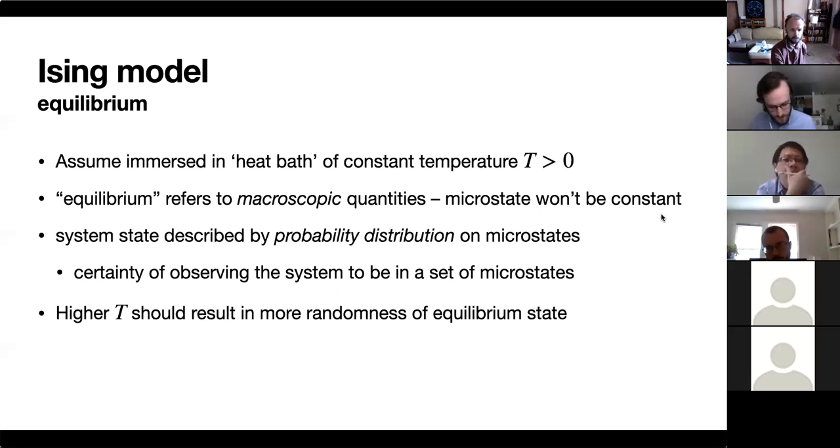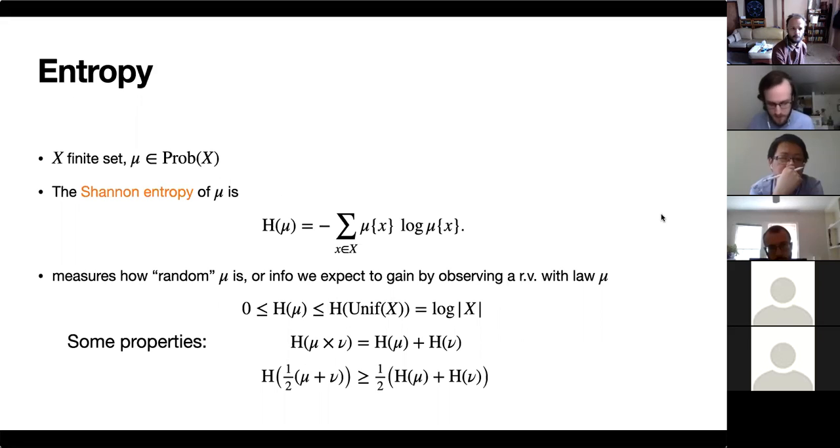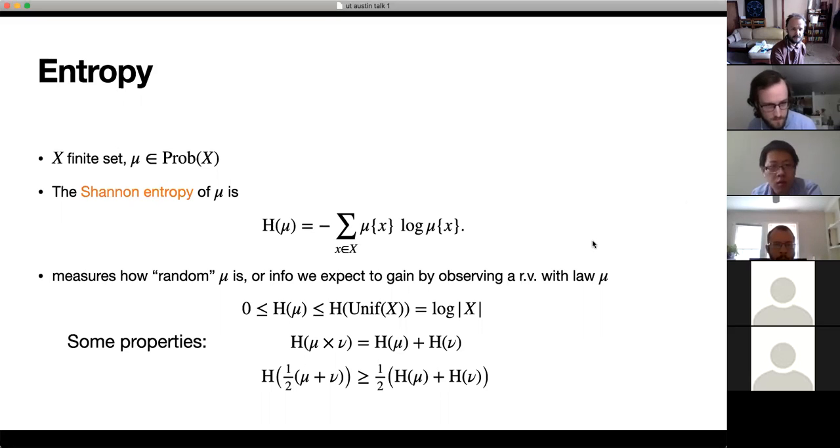So that justifies taking a little excursion here. Maybe this is familiar to everyone, but it's a quick slide on entropy. If we're going to say more random, we need a way to quantify randomness. In the context where we have a finite set and a probability measure mu on that finite set, the Shannon entropy of mu is given by this formula here, which we won't need to use in the talk.